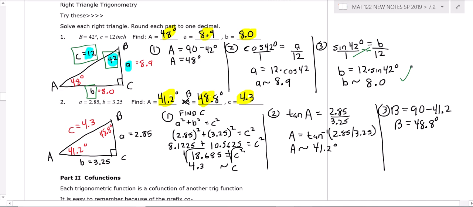Again, you may do it in a slightly different way than I do it. There's many ways to do this, but there's only one right answer, and then I showed you how to check. So 48, 8.9, and 8.0 have got to be what the answers are.